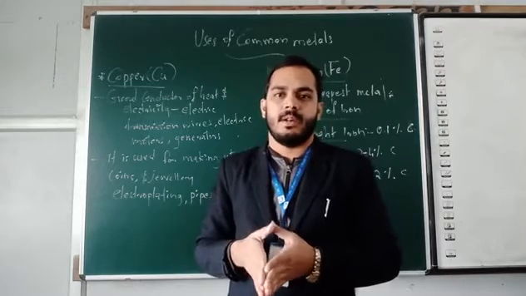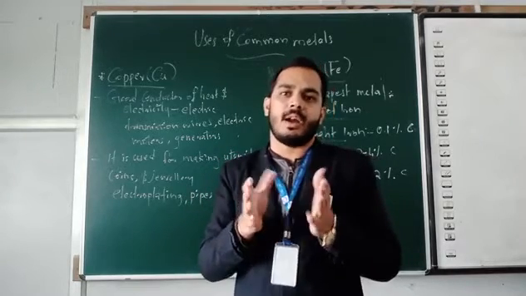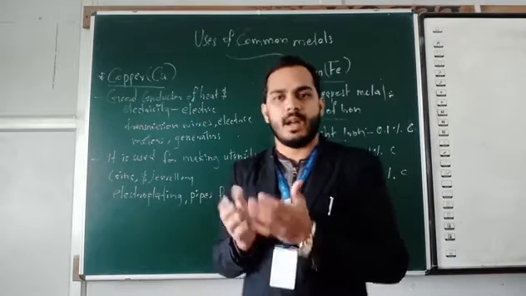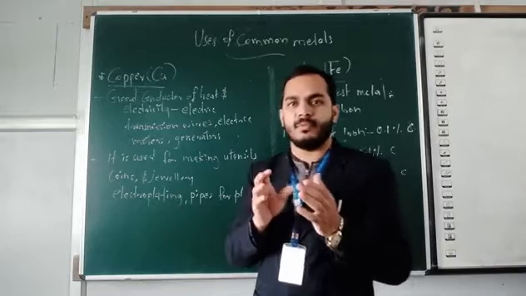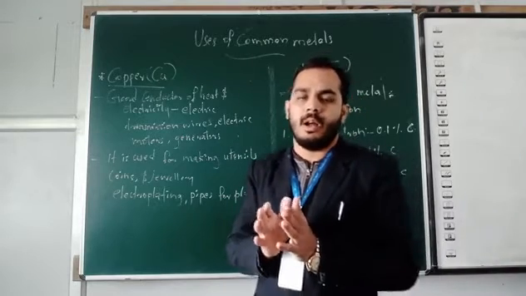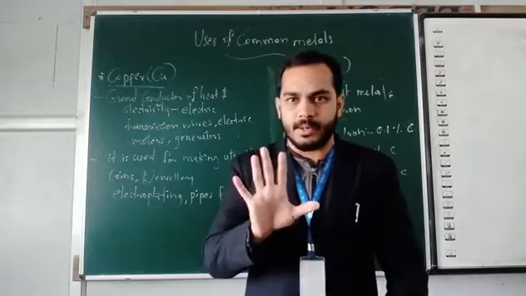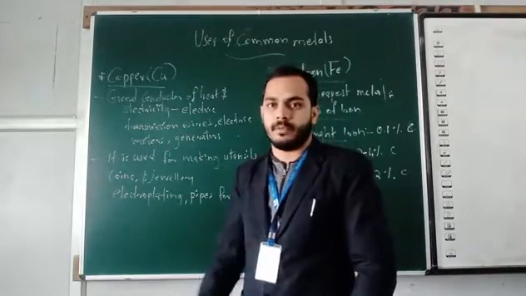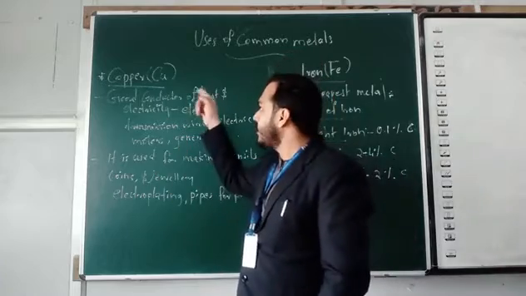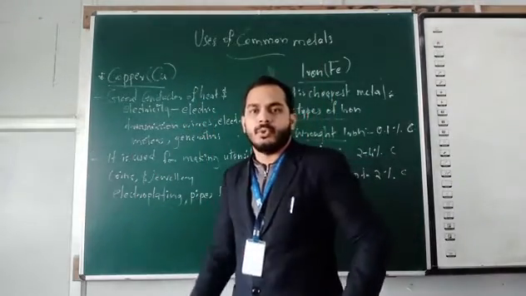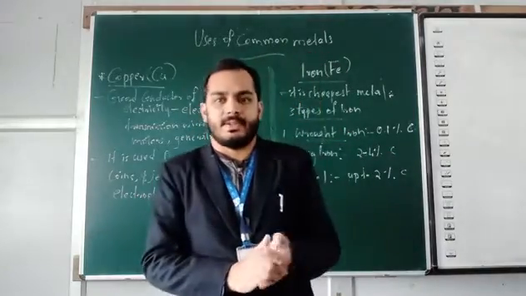We use different metals every day in our life. So how do these metals help us? They help us in different ways. I will explain some of the common metals and their uses. Listen carefully. The first metal is copper. What is the chemical formula of copper? Cu. Copper is a good conductor of heat and electricity.